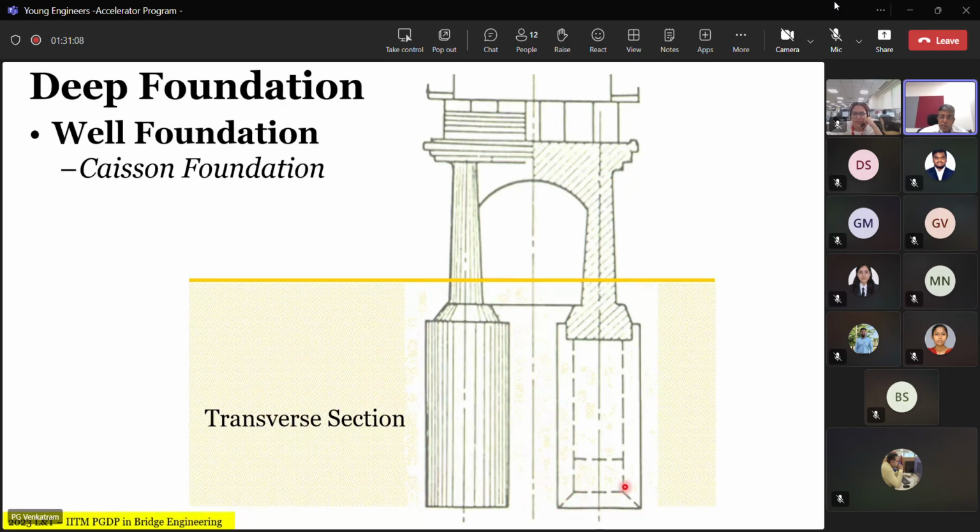The bottommost portion is first cast at the ground level, and this bottommost portion is called the curb. And at the sharp corner, you have something called the cutting edge that helps in what they call sinking of the well. The process of putting this, which is cast at this level, down to this level, is called sinking. Have you ever seen well sinking done? Any kind of well sinking?